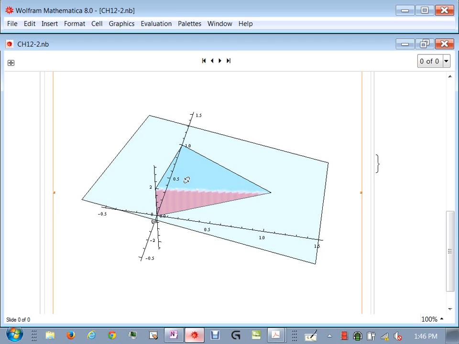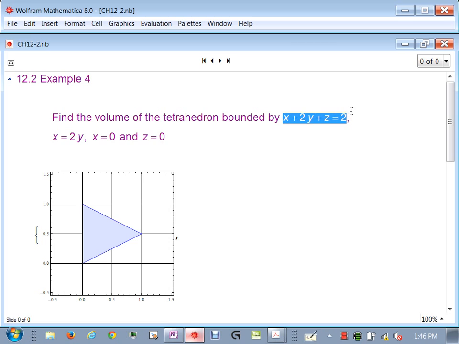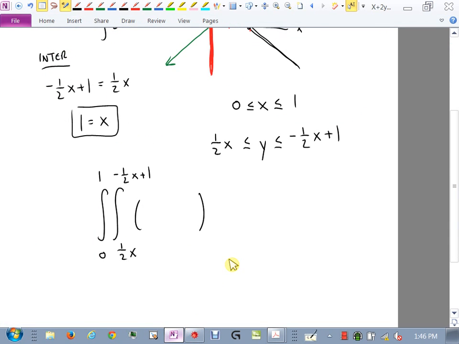So how can you look at that plane as a surface? What do you have to do? Solve it for z. If you solve this equation for z, then won't you have a function of x and y? And that will be what your integrand is. So solve that for z, and let's throw that into the integral here. What do you get? 2 minus x minus 2y. And then order of integration, we go dy dx.